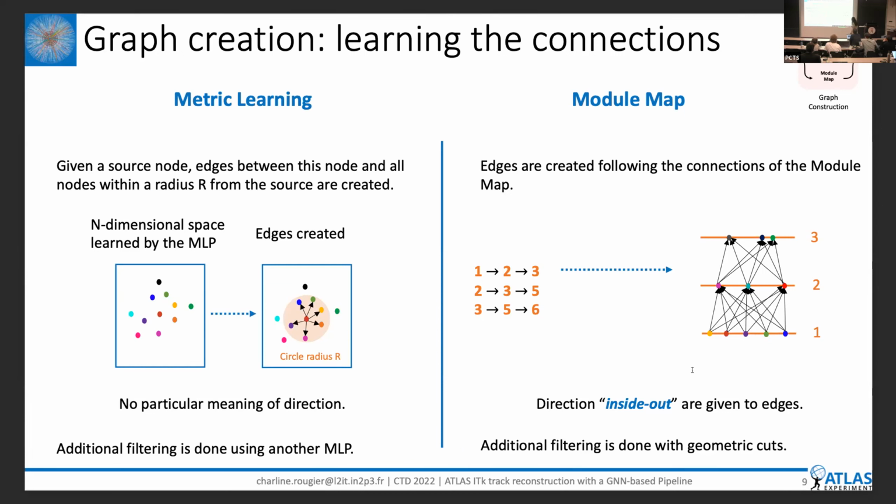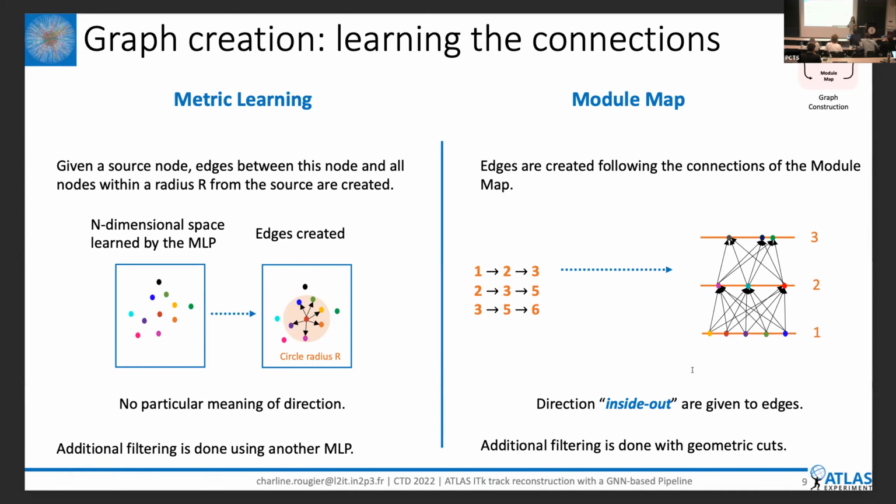In the module map case, we are going just to follow the connections which are in the module map. So for instance, in 1 to 3, you get a 3-module here and fully connect all of the modules, which means that in that case, you get a direction, inside out, which is given to each one of the edges, which is not the case for the metric learning. And then from both methods, we are going to apply further selection requirements. So additional filtering is done using another multi-layer perceptron for the metric learning and just geometrical cuts within the module maps.